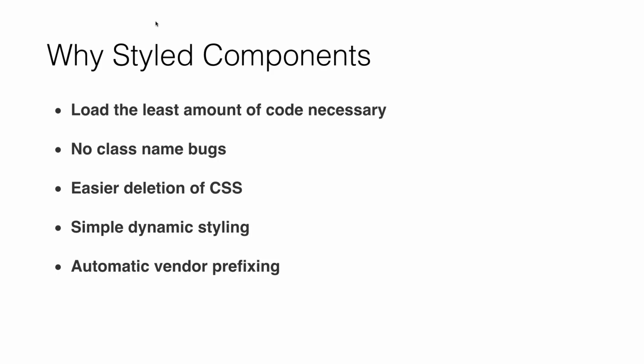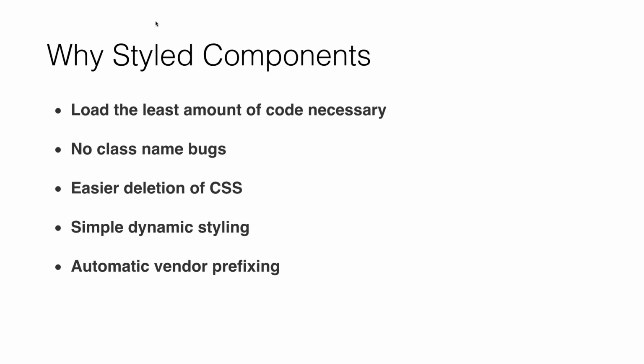So why styled components? Well, load the least amount of code necessary, right? And then in particular the CSS code. Also, no class name bugs are available there. So that is a very great thing to notice. Everybody knows that when you have a class name defined somewhere and you have another class name defined somewhere else and it has the same name, it will clash with your styles. But styled components generate a unique class name for every component and for every piece of your React application. Right?